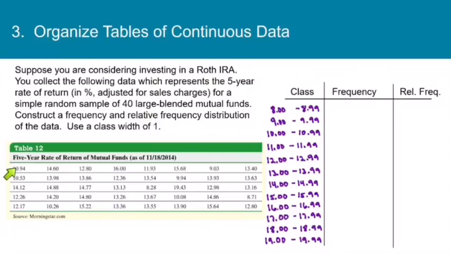We'll start with 10.94 and we'll go down. 10.94 would go in the third class, 10.53 as well, 14.12 in that class, 12.26 and 12.17 both in this class. And that's the first column. Then you can do the second column, 14.6, 13.98, 14.88, 14.2, and 10.26. You can see those there. And now I'm going to let you just fill in the rest of the columns.